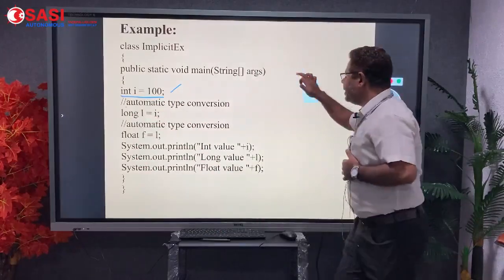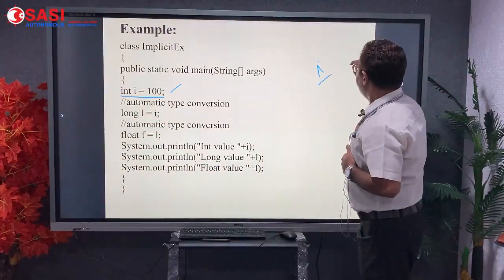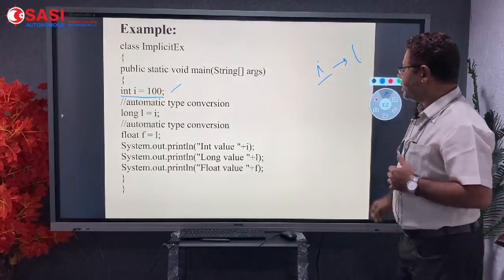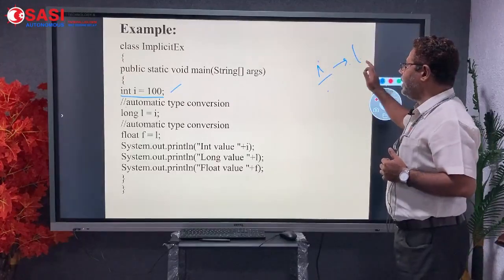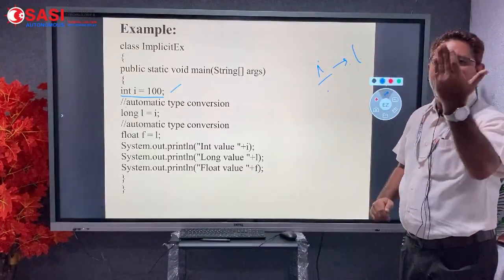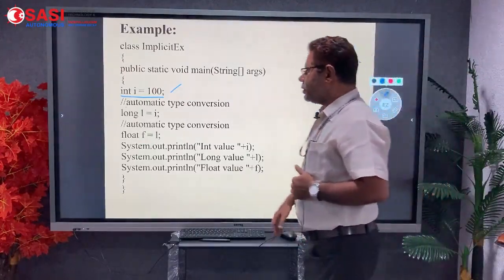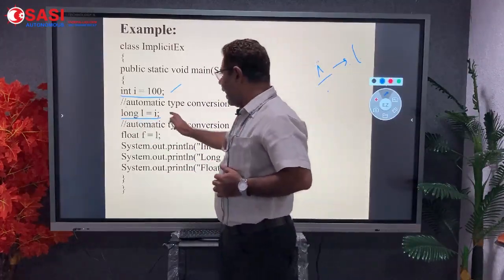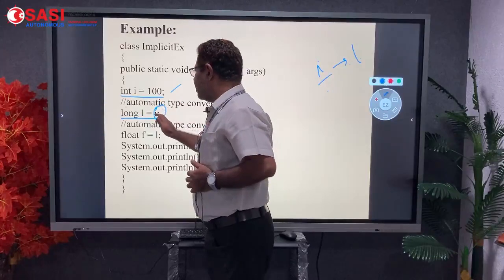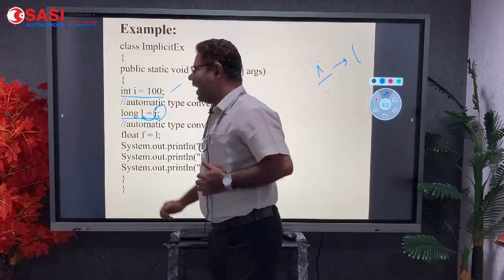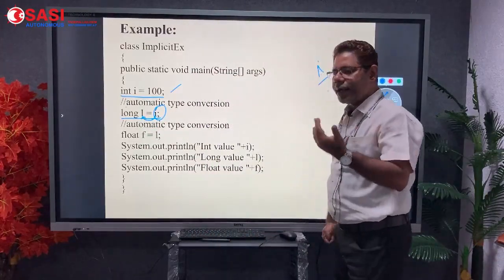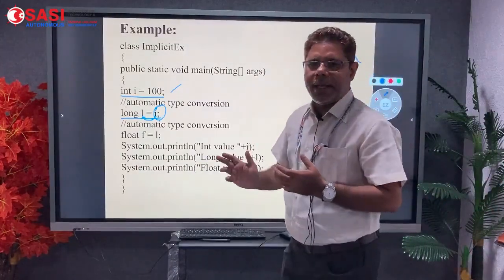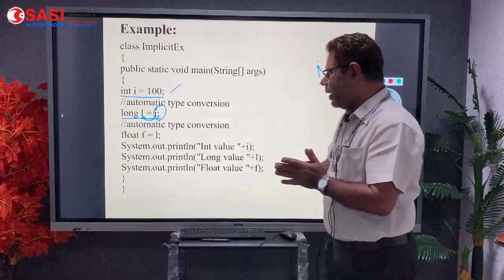So i's size is smaller compared to l's size. That means the i is easily converted into the higher size, that is long. So simply, long l = i. That means the i value is moved to the l value of data type long. So this is done automatically by Java.